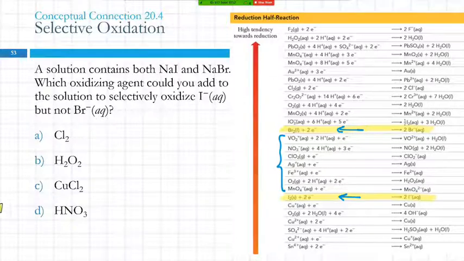So it's multiple choice. So I have to look around. You have to look on this side. We're looking on this side this time. And the only thing that shows up here is the nitrate ion there. So nitric acid will oxidize the iodide but not the bromide.